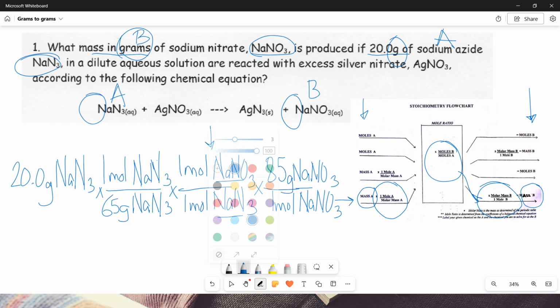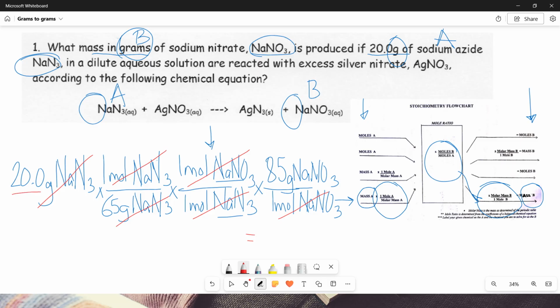I know this is set up properly because if I look at my problem, grams of sodium azide cross out with grams of sodium azide. Mole of sodium azide crosses out with mole of sodium azide. Mole of sodium nitrate crosses out with mole of sodium nitrate. So all that is required now is for me to multiply and divide across here.